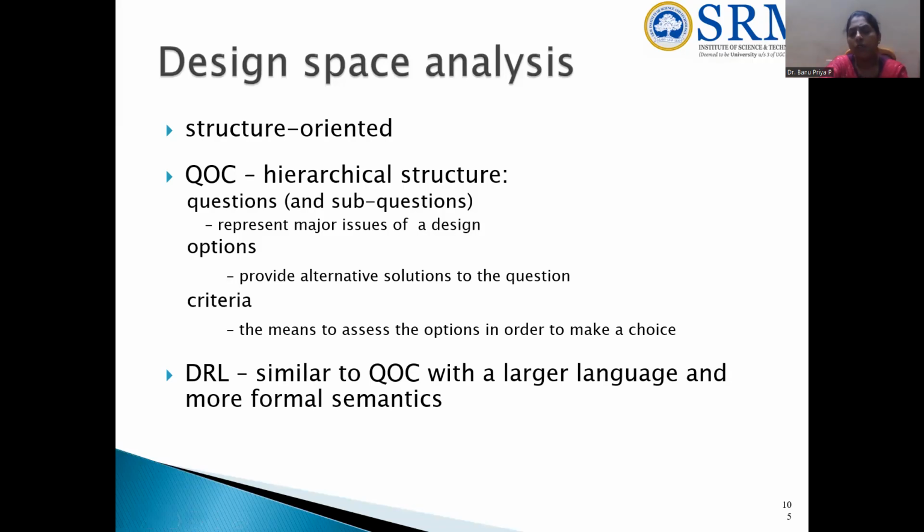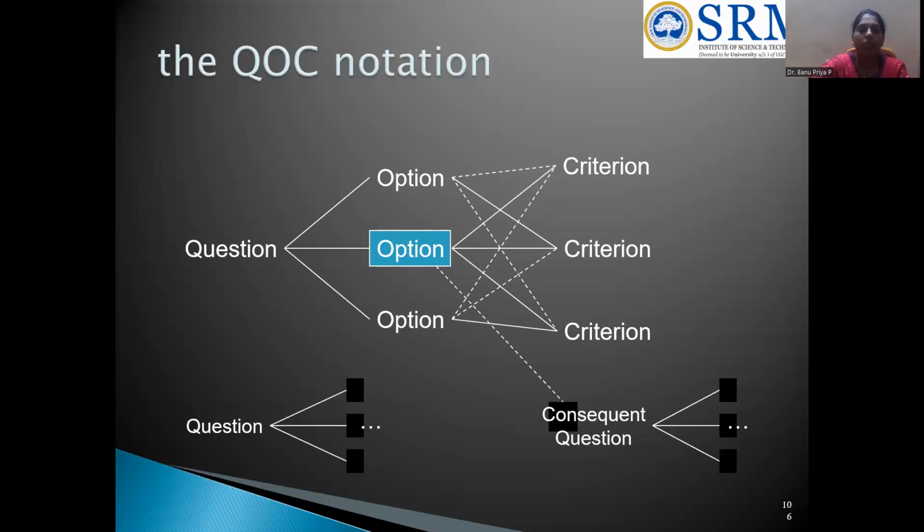Then, what is structure-oriented finally? Structure-oriented contains a hierarchical structure where questions, options, and criteria are to be formed. Questions are major issues, options are different alternatives to the question, and criteria are the final reasons why you have chosen the options. So this shows your QOC. Questions are there, options and criteria.